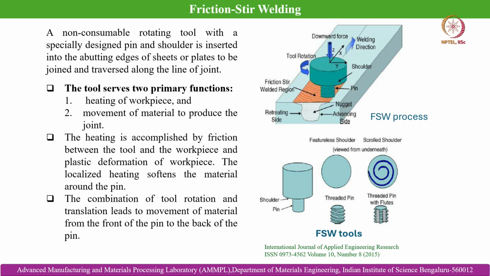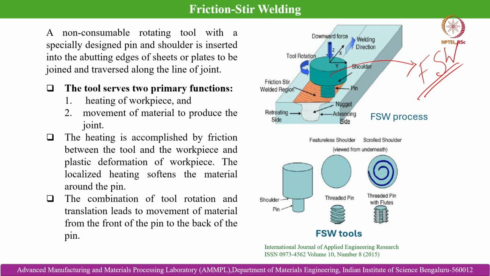In this case, a non-consumable rotating tool with a specially designed pin and shoulder is inserted into the abutting edges of sheets or plates to be joined and traversed along the line of the joint. The tool serves two primary functions. This is the rotating tool that we generally use in friction stir welding. This is the FSW tool. This is the pin section, and this is the shoulder section that is marked over here.